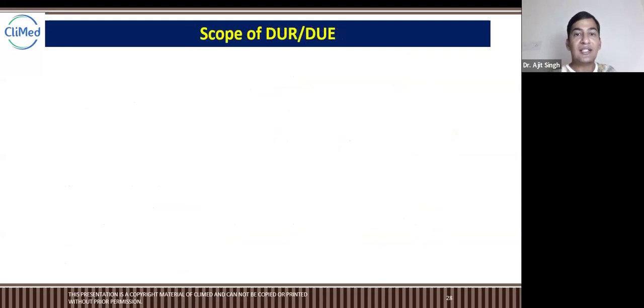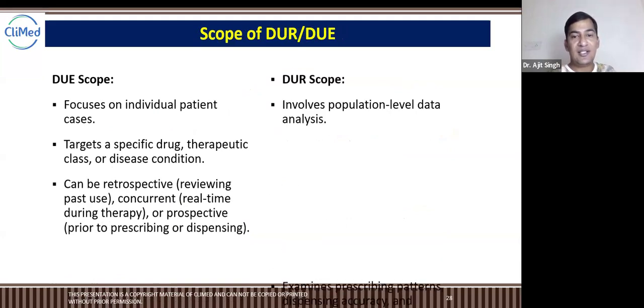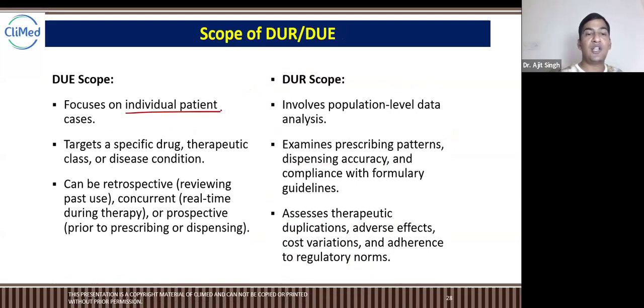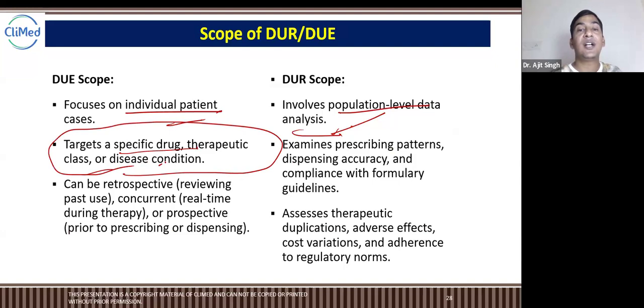Okay, then scope. Again, it is simple, you will understand it easily. Focus on the individual patient versus population level data analysis. I hope it is very clear now. It is individual patient cases. It is population level data analysis. Okay. Then it targets a specific drug, therapeutic class, or disease condition. Understand, if you're looking for studies and all, it works on a specific drug, a specific therapeutic class, or a specific disease condition. Okay, and then it can be retrospective, reviewing the past, concurrent, or prospective.